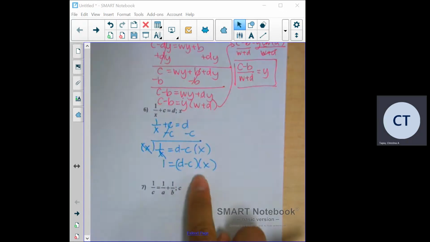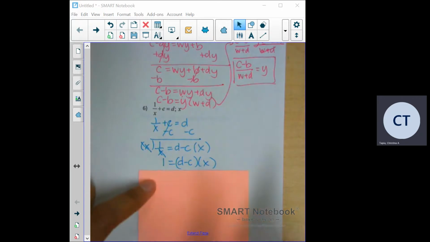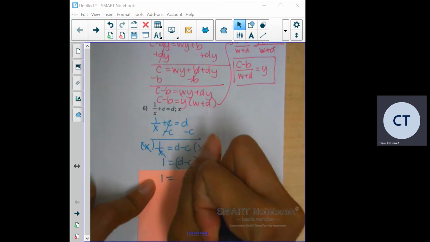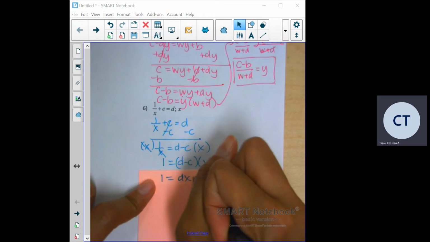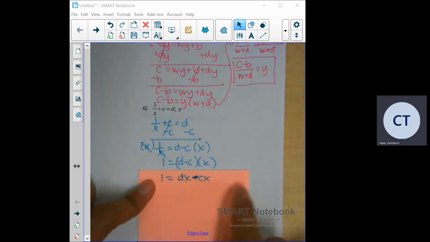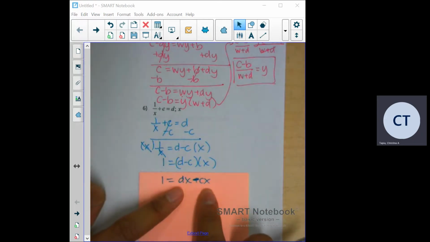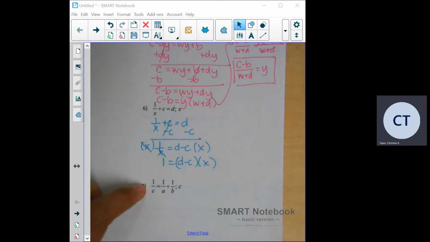There's methods to my madness. There's a reason why I didn't distribute. If I would have distributed here, and you can distribute later if you want to, that would have been dx minus cx. What am I solving for? What variable? Does that make sense to have 2 more variables? No, so that's why I'm leaving it as one big one.